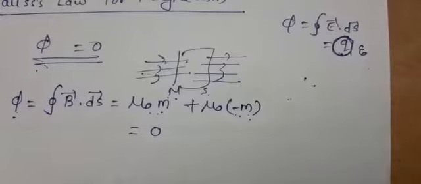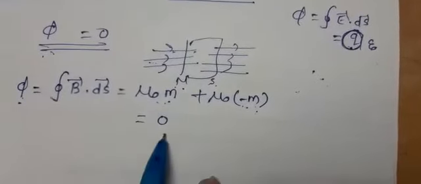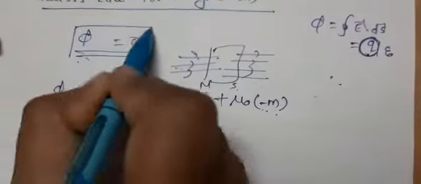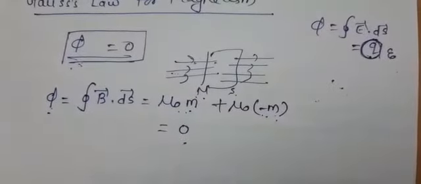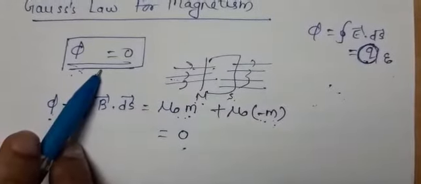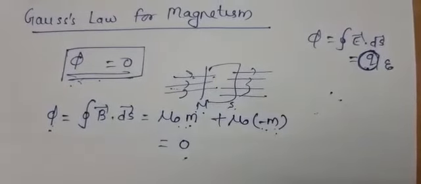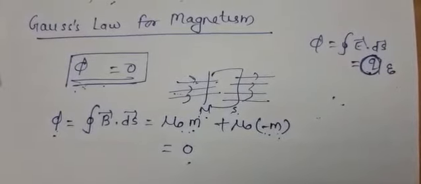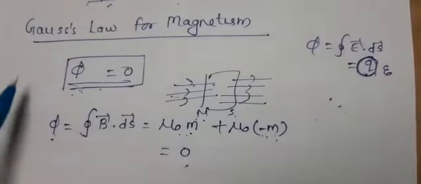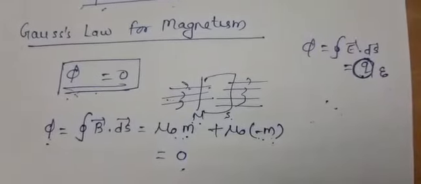So what we conclude, that as no monopole exists, so magnetic flux for any closed surface is always 0. It physically means that जितनी number of field lines surface से pass कर रही हैं, that is entering, it will be same as that of exiting. So this is in brief Gauss law in magnetism.